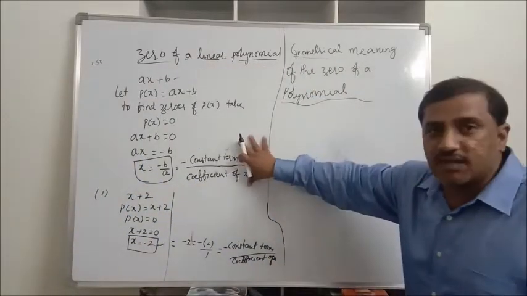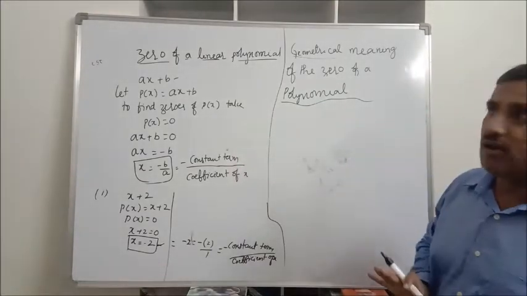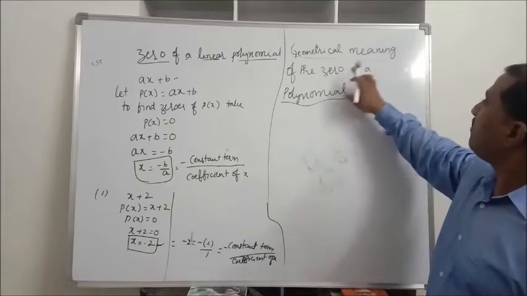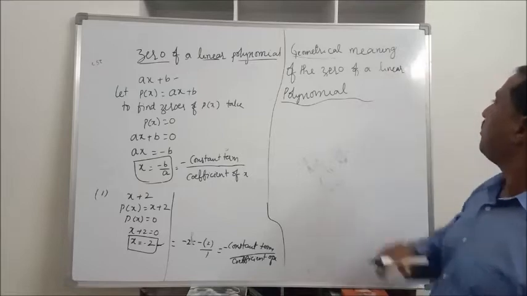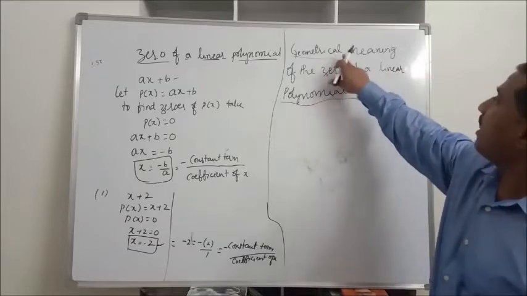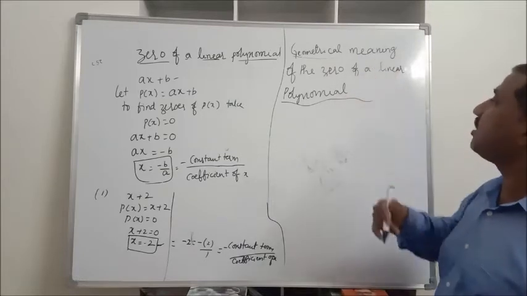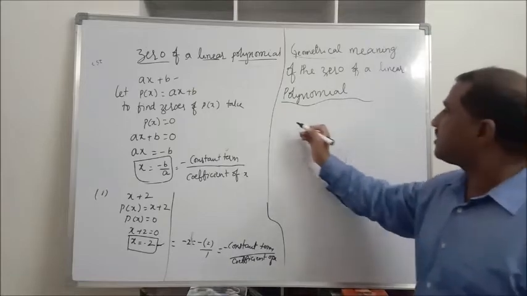This is the algebraic method to find the zero of the linear polynomial. Now here we are going to discuss the geometrical meaning of the zero of a linear polynomial. Geometrical means it is nothing but the graphical representation of the zero of the linear polynomial. So we discuss with an example.